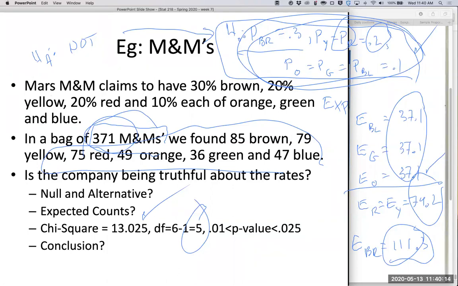The company says, here's what we put in the bags. What we saw in our bag differed noticeably from their claim. So either our bag was a bummer of a bag, or perhaps, on the other hand, maybe they're lying to us. Those are the only two possibilities.